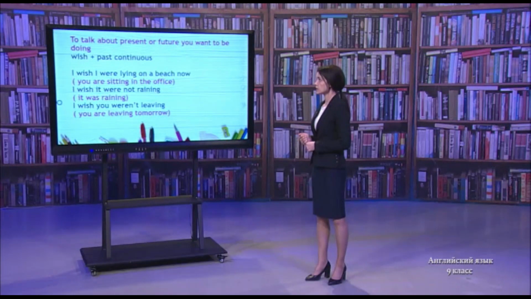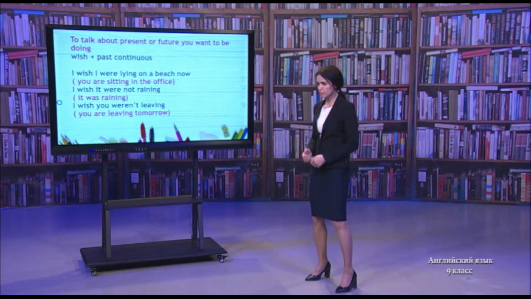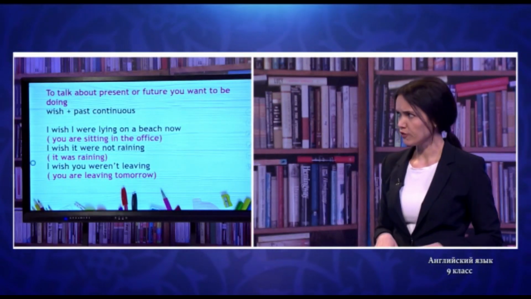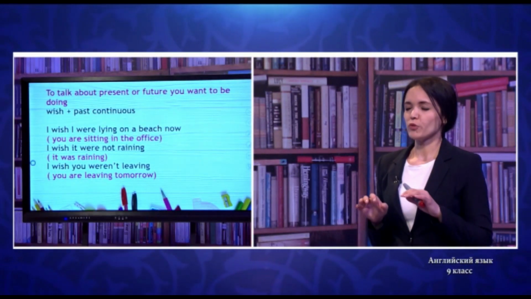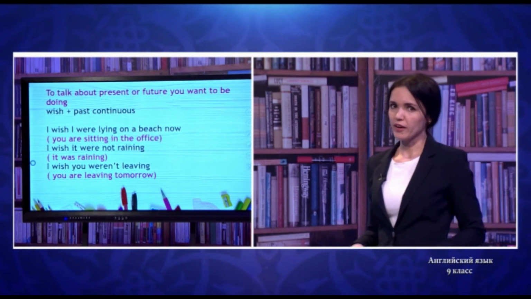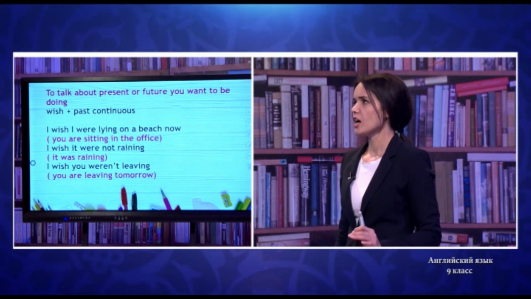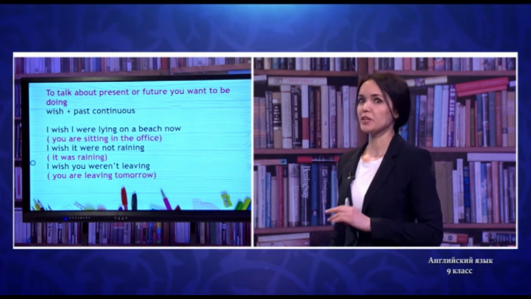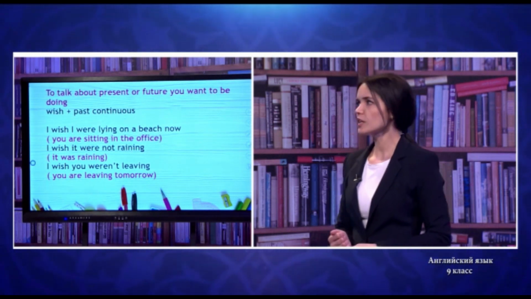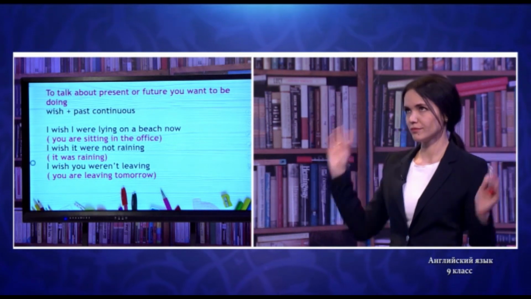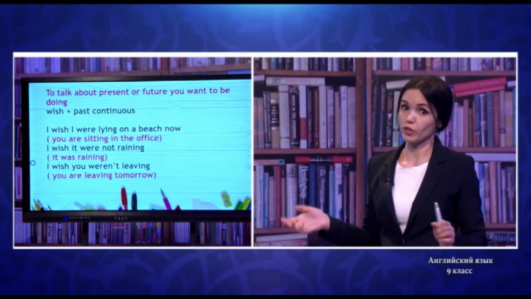Well, talk about present future you want to be doing: wish plus past continuous. I wish I were lying on a beach now. For example, you're working in your office and you are very busy or tired. You don't want to work. You just stop working and you wish, I wish I were lying on a beach now. Somewhere far from your workplace.